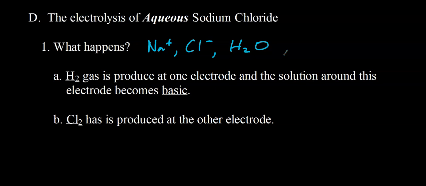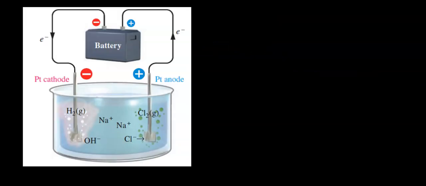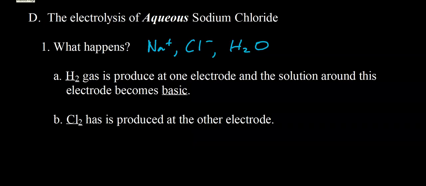So this time, you take an aqueous solution of sodium chloride, stick a couple electrodes in it, hook that up to a battery, and a redox reaction occurs. So what are the observations here? This time we see that a colorless gas is produced at one electrode, that colorless gas being hydrogen. And interestingly, the solution around this electrode becomes basic.